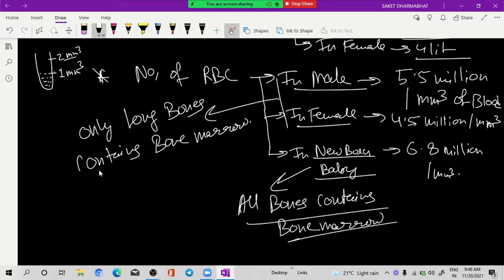Sir, then why is the amount of RBC lesser in female compared to male? See, actually, females undergo a menstrual cycle every month. In that, some blood as well as RBC is lost every month. That's why they have fewer RBC. Clear? Okay.